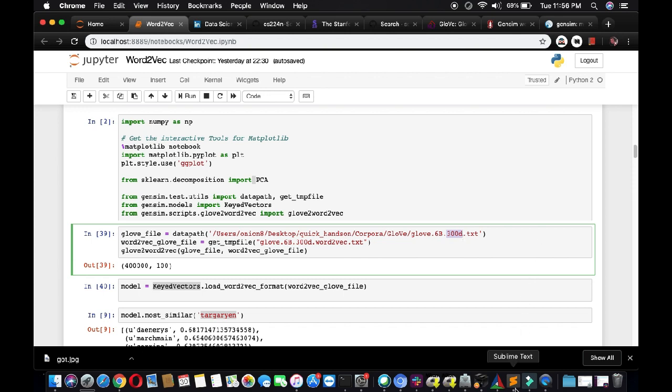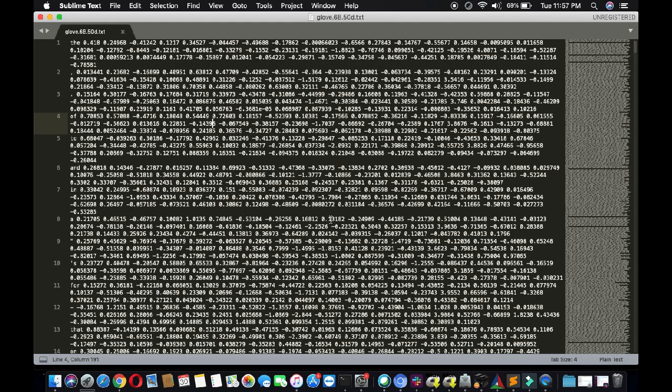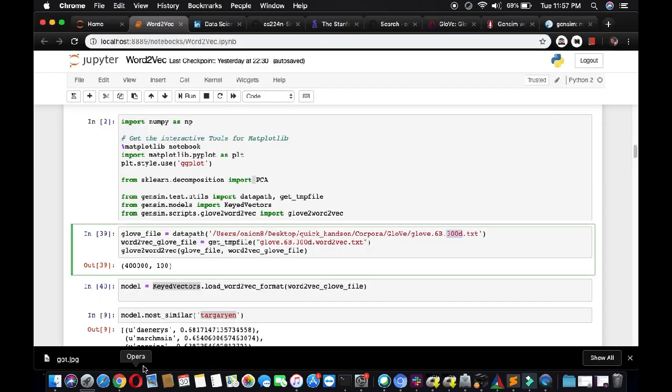Let's see how this file looks. I have opened the fifty dimensional text file. Here the word is represented by this many values, and similarly the next word is represented by these values. The one I have opened is 50 dimensional, but currently we are working with 300 dimensional GloVe vectors. So we took the data path and then converted it into word2vec format.